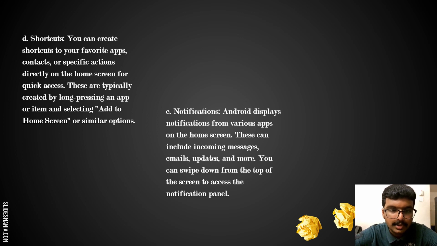For quick access, they are typically created by long pressing an app or item and selecting Add to Home Screen or similar options. E, notifications. Android displays notifications from various apps on the screen. These can include incoming messages, emails, updates, or more. You can swipe down from the top of the screen to access the notification panel. These are the 5 items on the home screen.